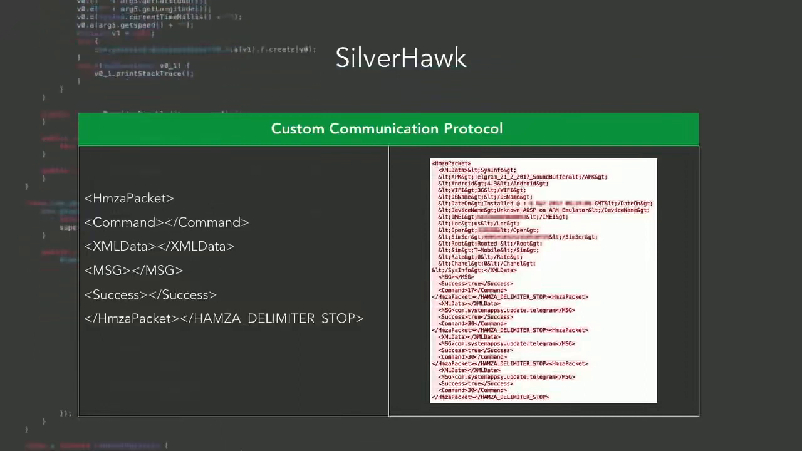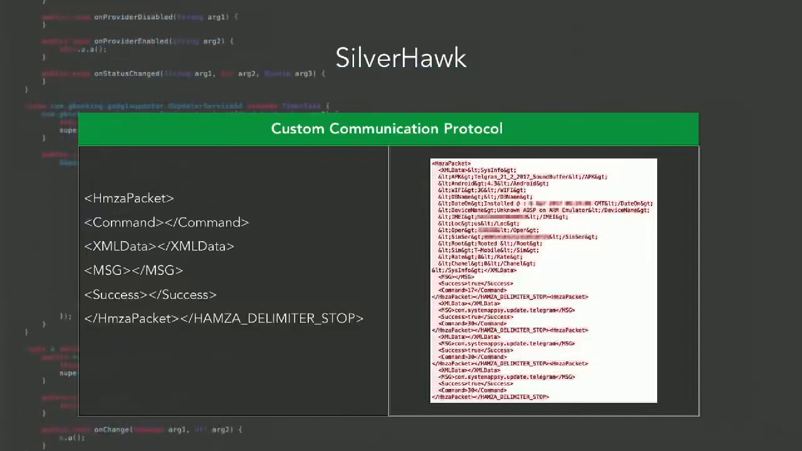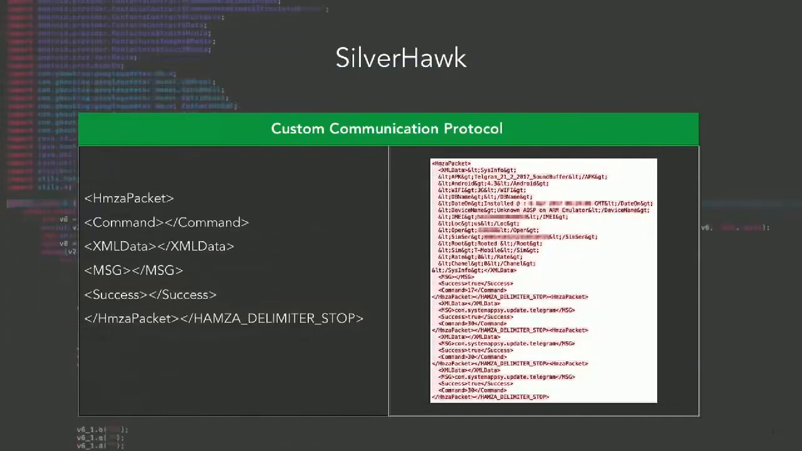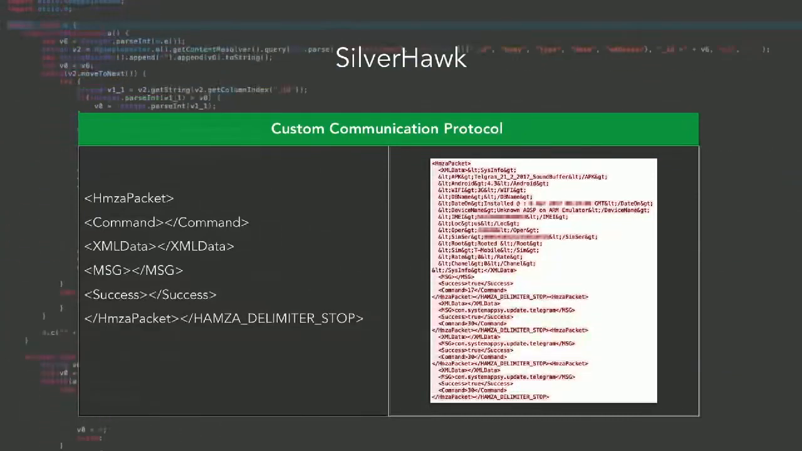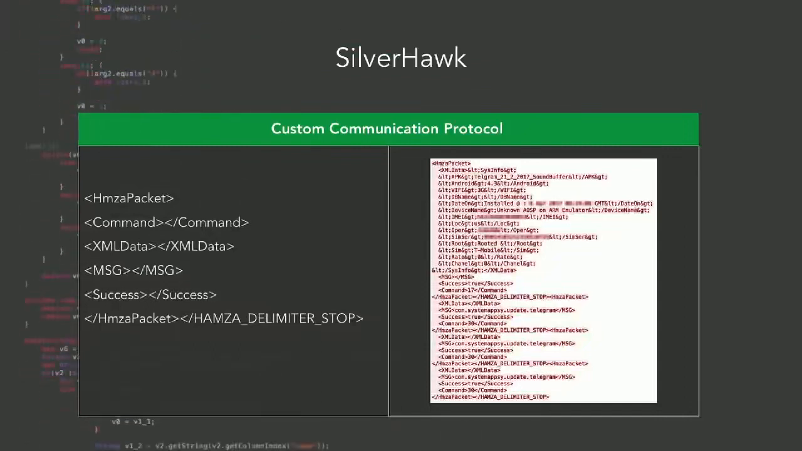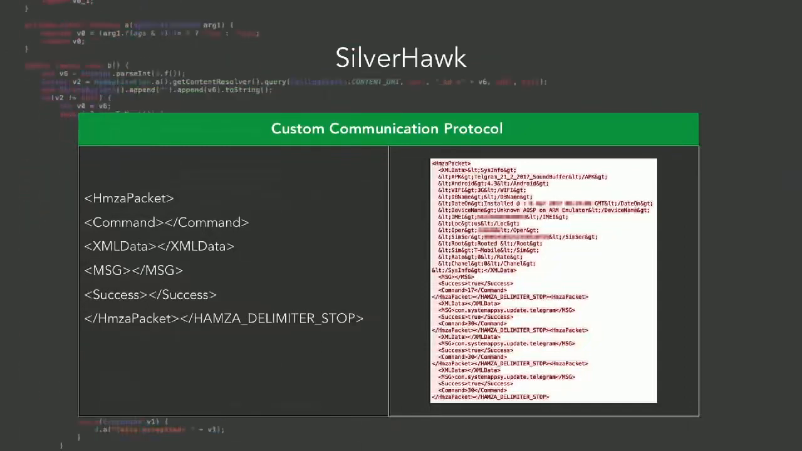I don't know if you can see it, but this sample right here is talking about command number 17, which is the basic device information command. It was able to send out the IMEI number, the SIM serial number, whether the device is rooted or not, who the carrier is, all that information back.